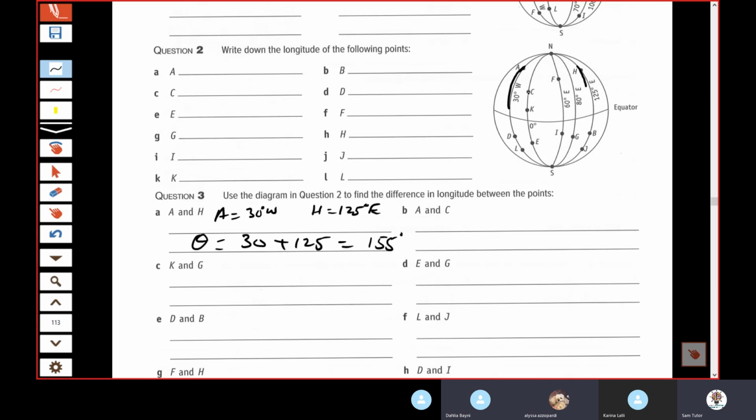From A to C, C is 0, so that's just 30 degrees from here to here. From K and G, K again is on 0, so to G is 80 east. From 0 to 80 is just 80. Let me know if I'm going too fast. From E to G, again, E is on 0, so E to G is also 80. As you can see, it doesn't matter.